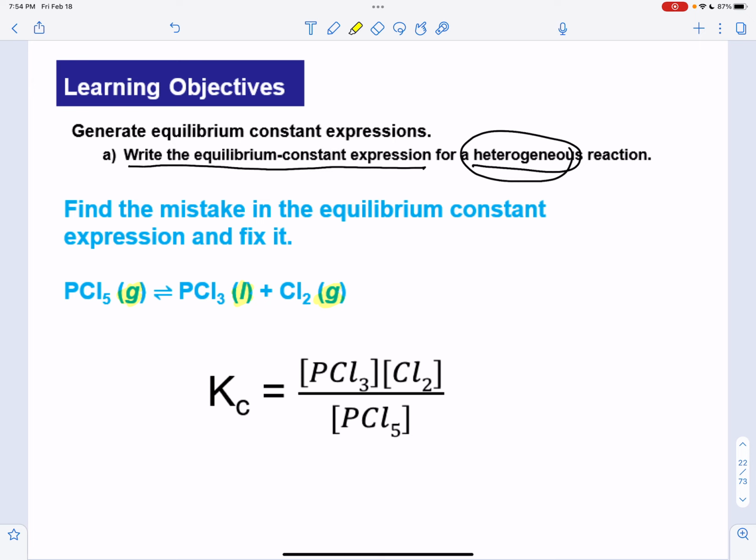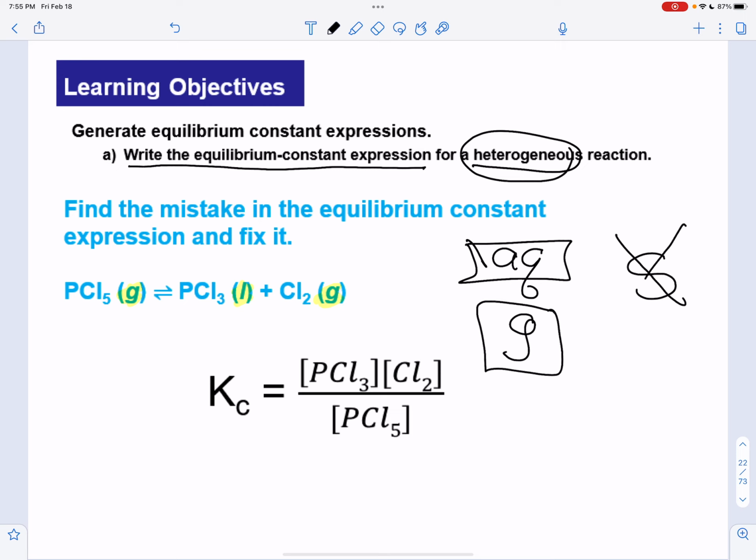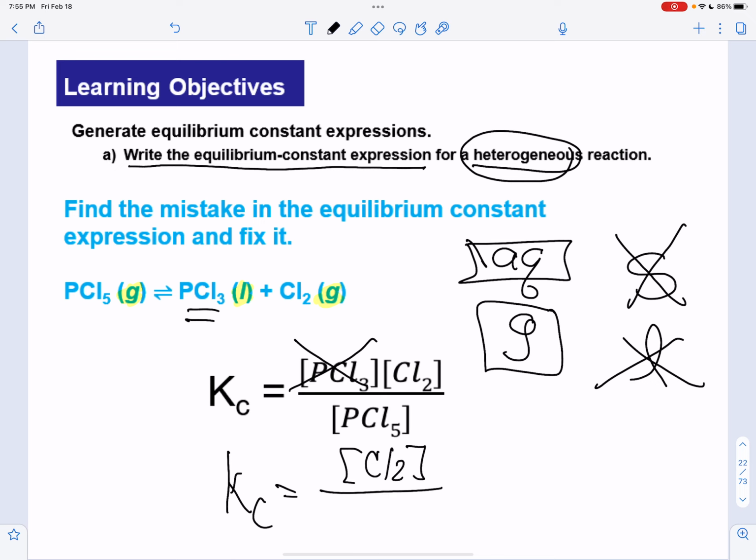And the error is when you're doing an equilibrium expression, you only include aqueous phases or gaseous phases. You do not include solids. You do not include liquids. So this is a liquid, so that doesn't go there. So the actual Kc is Cl2 over phosphorus pentachloride.